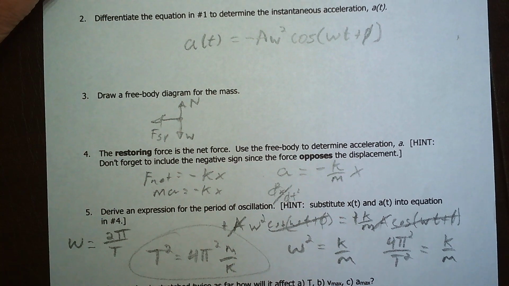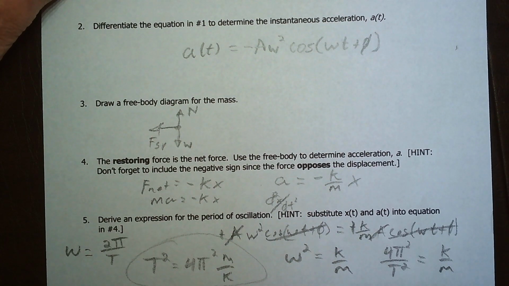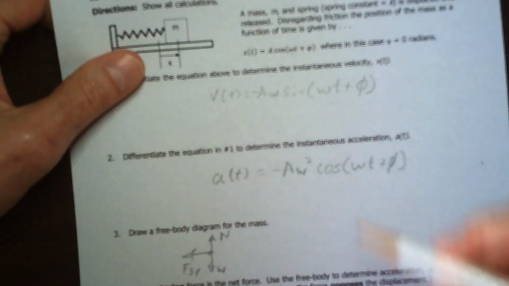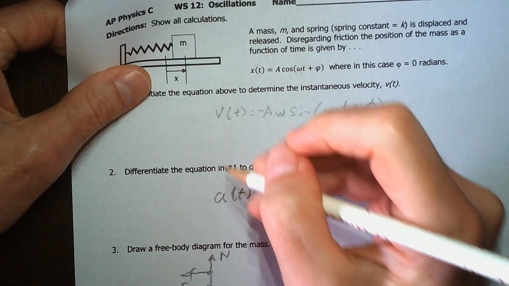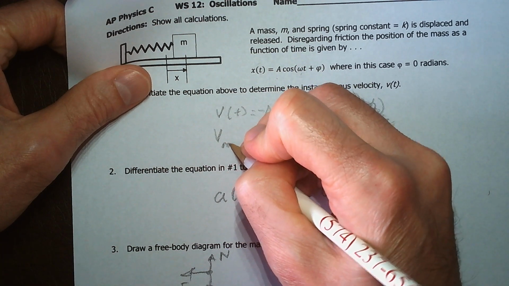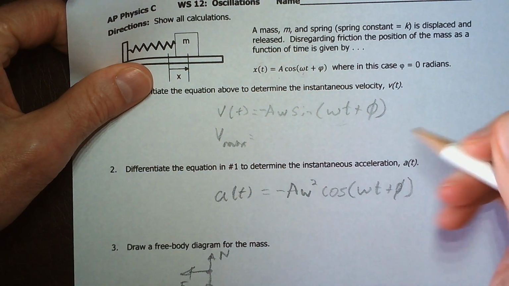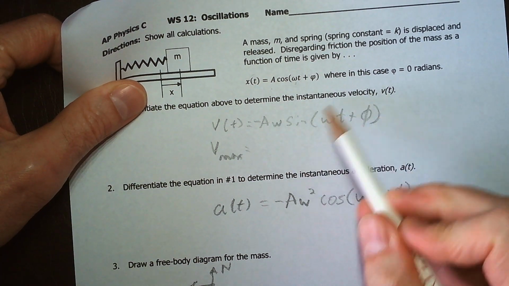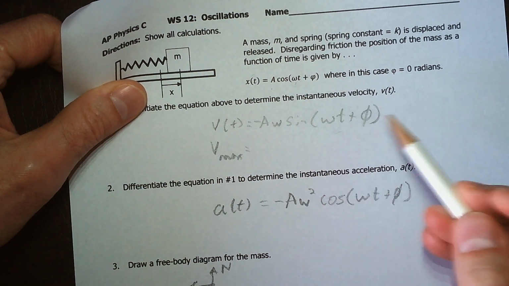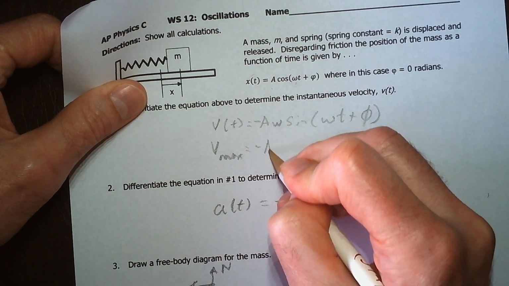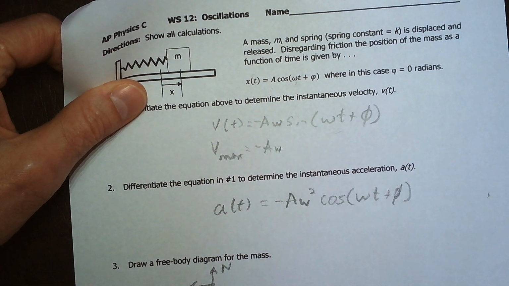If the spring is stretched twice as far, how will that affect the period, the maximum velocity, and the maximum acceleration? Well, realize that the maximum velocity, Vmax, I don't think we were asked to find that, but anyway, Vmax would be this part right out here, because sine of whatever only varies between 1 and -1. So Vmax is going to be negative A omega.